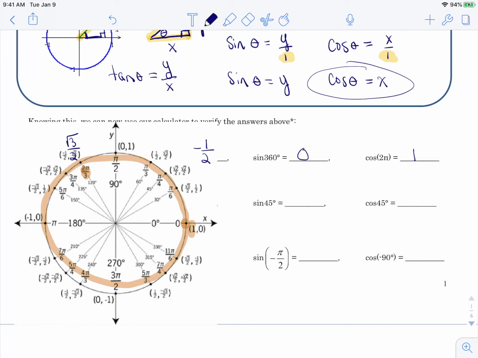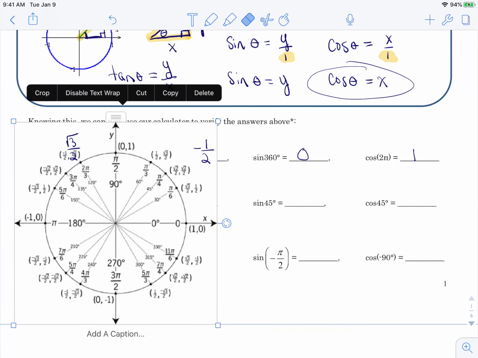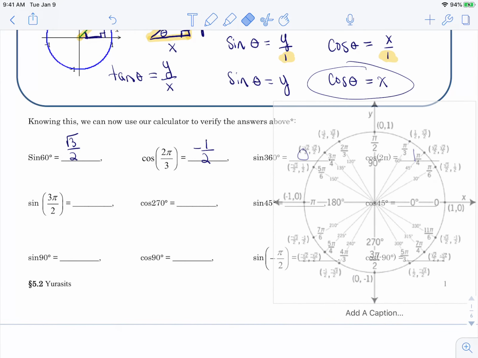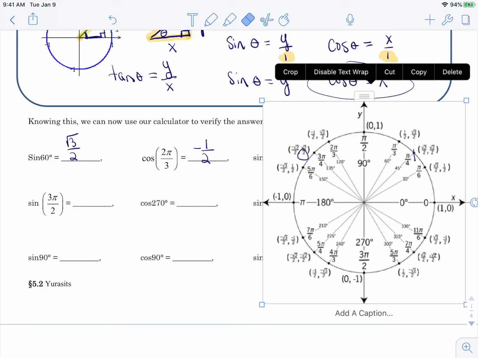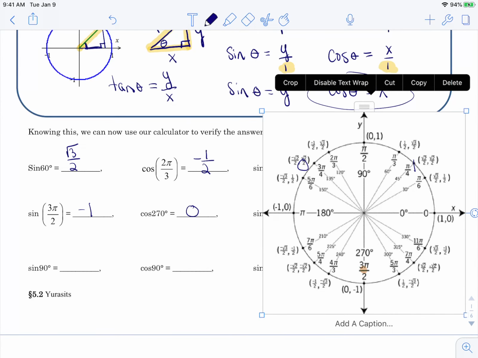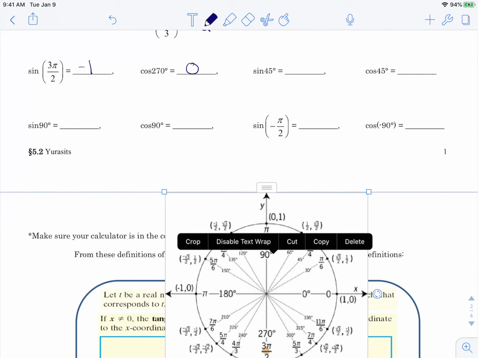So maybe pause the video and see if you can do the rest of these values, and then come back and see if you got them correct. So I'm going to go ahead and get this stuff off, and I'm going to go ahead and move this guy. Okay, so sine of 3 pi over 2, I'm going to find 3 pi over 2, which is here. Sine is my y values, so negative 1. Cosine of 270 degrees, that would be 0. I'm going to just put this down here. There we go. That'll make it easier.